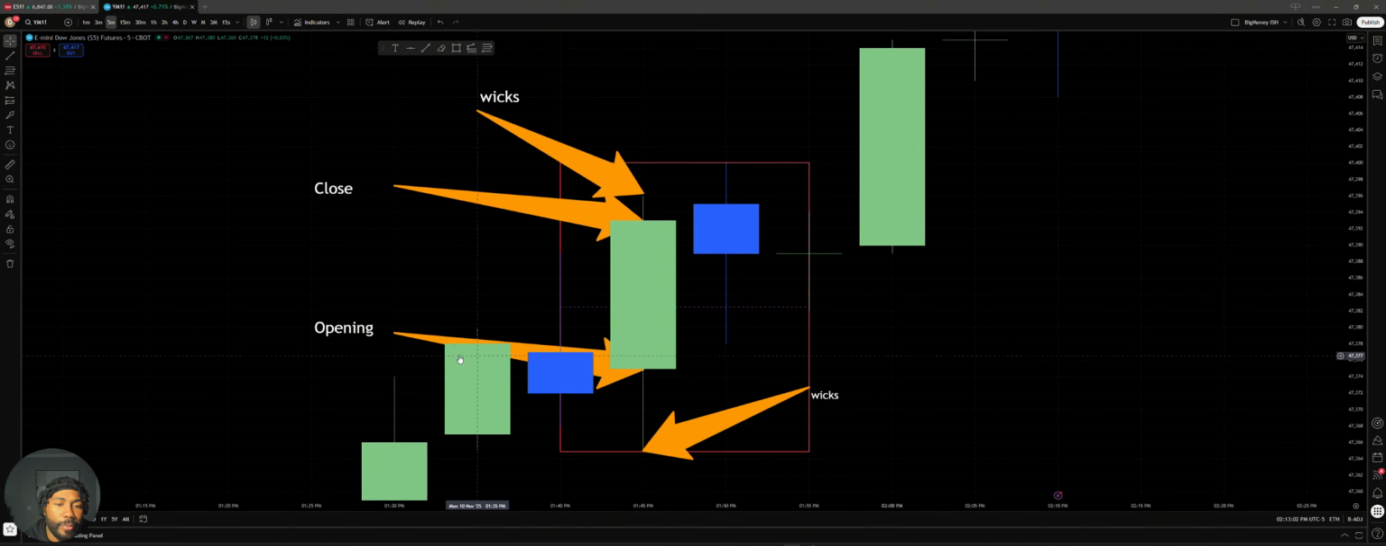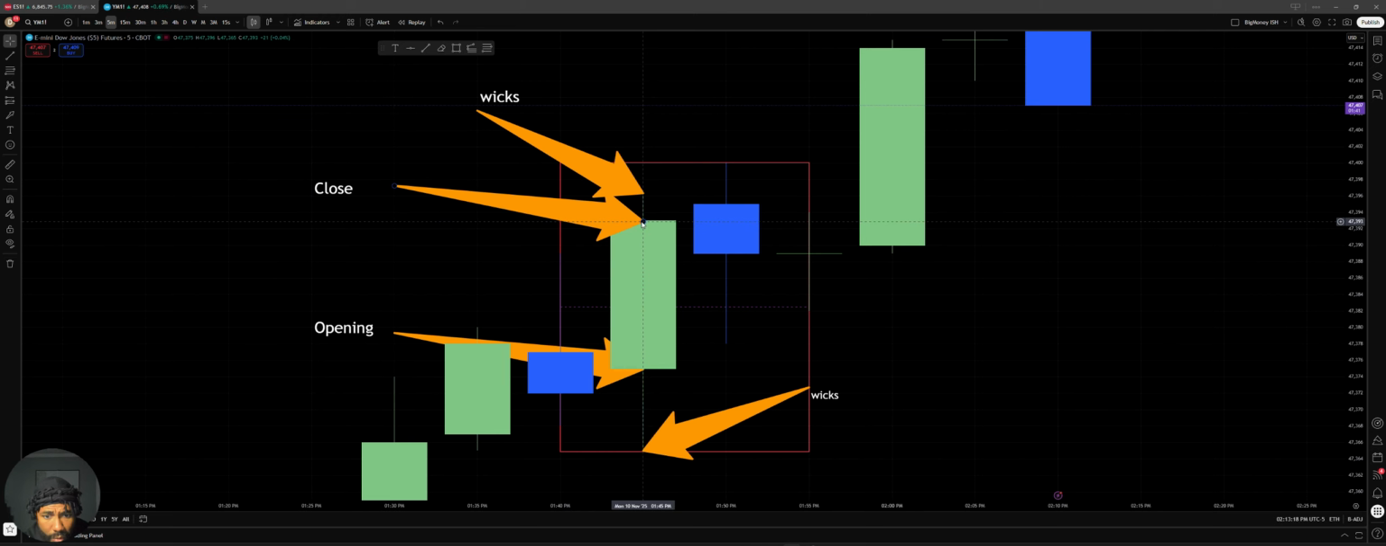Right here, we have the opening of the bullish candle, right? This is the beginning of that 5 minute candle that started at 1:45 p.m. and then it closed right here at the top, signifying that it's a bullish candle. If the close is above the opening price at that time frame, 10 times out of 10, it is a bullish candle.